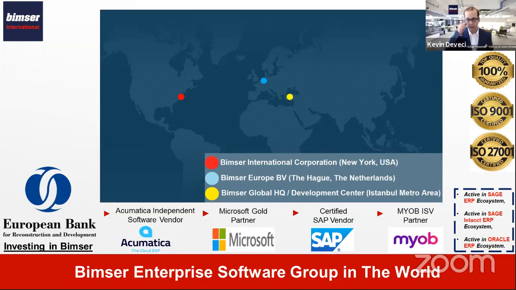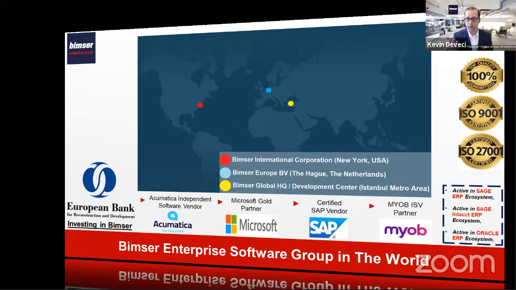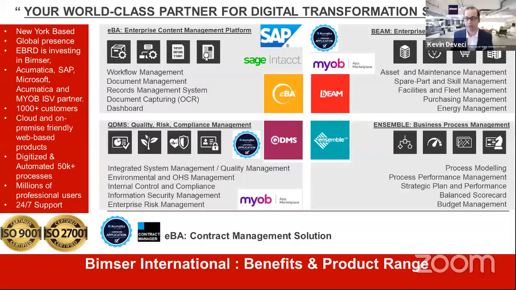Since 1998, we have developed these four products only. We are very focused. That makes us a specialist. We have EBA as our workflow, document management, and records management platform. We have BEAM as our asset maintenance, facility management, and energy management software. QDMS, we'll talk more about QDMS, our quality, risk, audit, and compliance management software. And finally, we have Ensemble as our intelligent business process modeling and performance management software.